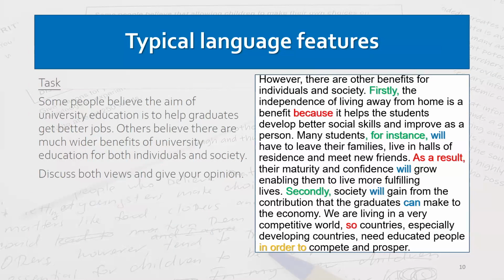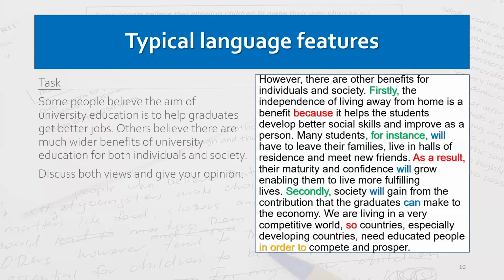So here I'm showing you a sample task and also a sample paragraph. The task is that some people believe the aim of university education is to help graduates get better jobs. Others believe there are much wider benefits of university education for both individuals and society. So, you are given two sides of the same issue. Well, the issue is university education, right? So here you are given both sides.